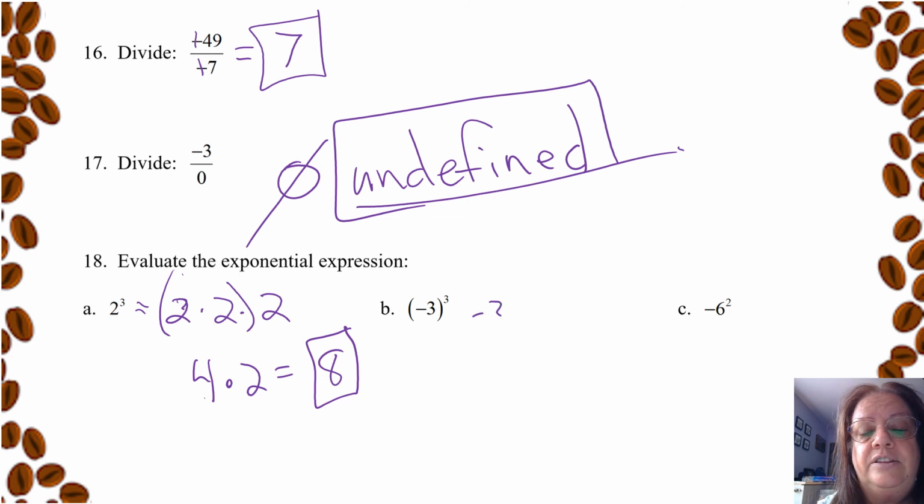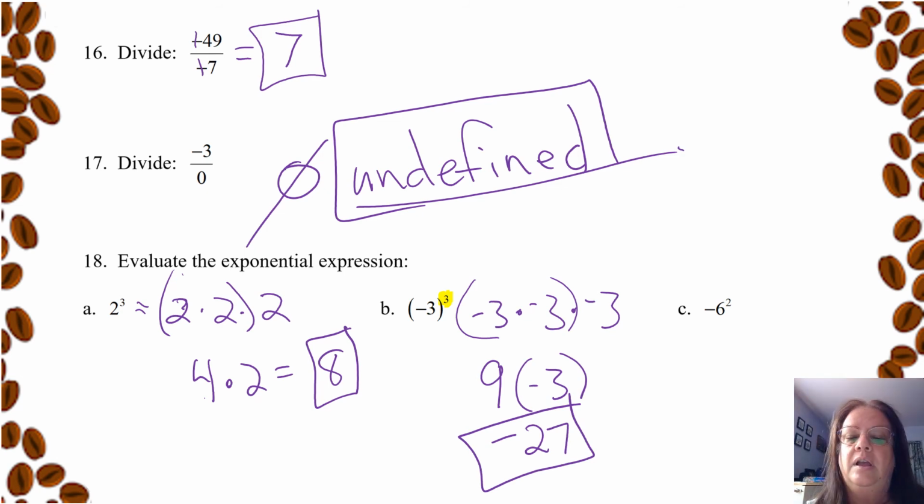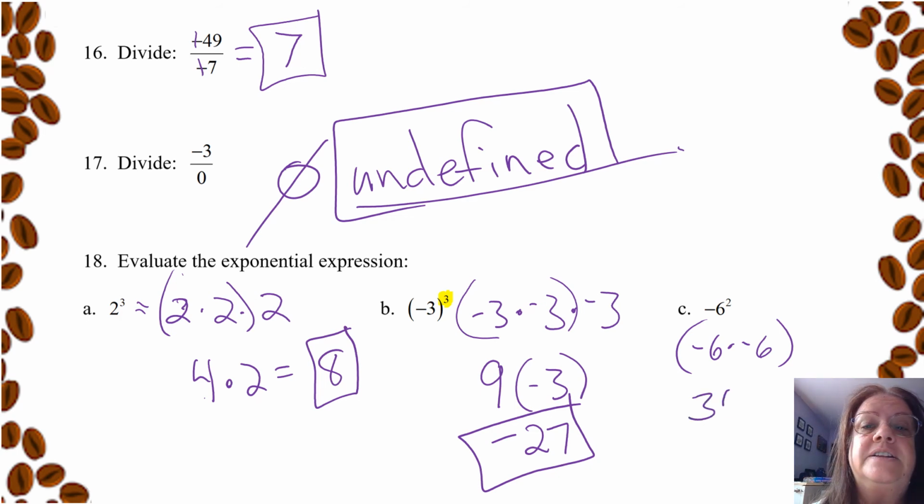All right. Again, the 3 up here means I have 3 of them multiplied together. So if I write it out, I can see it better. As freedom of association, -3 times -3 is a +9. And then I multiply that times -3 and I get -27. All right, and now -6 squared, it means there's 2, so I have -6 times -6. The two negatives make it positive, so I have a positive 36. And put a box around it.